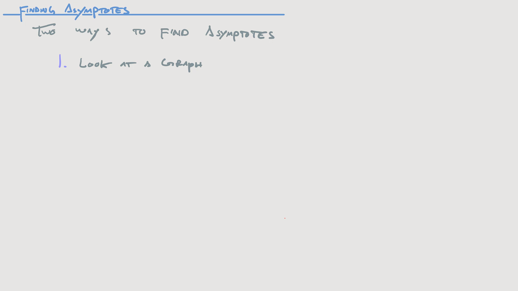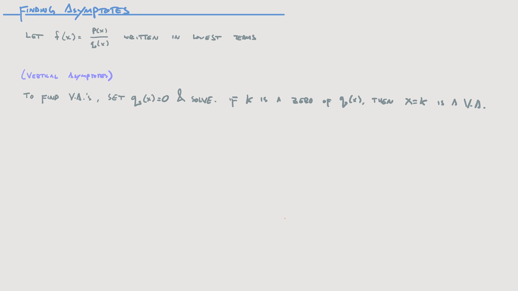The second way that you can find asymptotes is you could actually use the function itself to find them analytically. So what do I mean by that? Well, to find asymptotes, we're going to let f of x be p of x over q of x, and it's going to be written in lowest terms. To find the vertical asymptote, all you're going to do is set your denominator equal to 0 and solve. If k is a 0, then x is equal to k is a vertical asymptote.